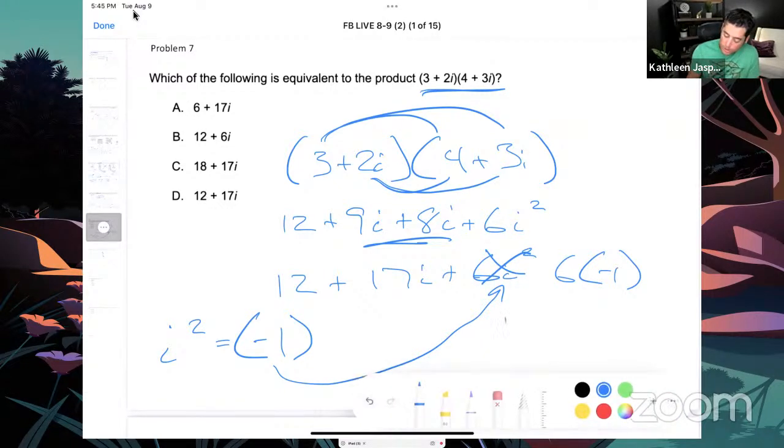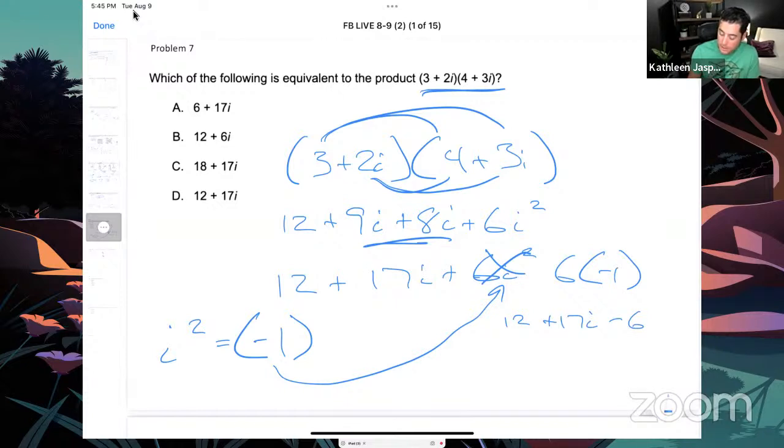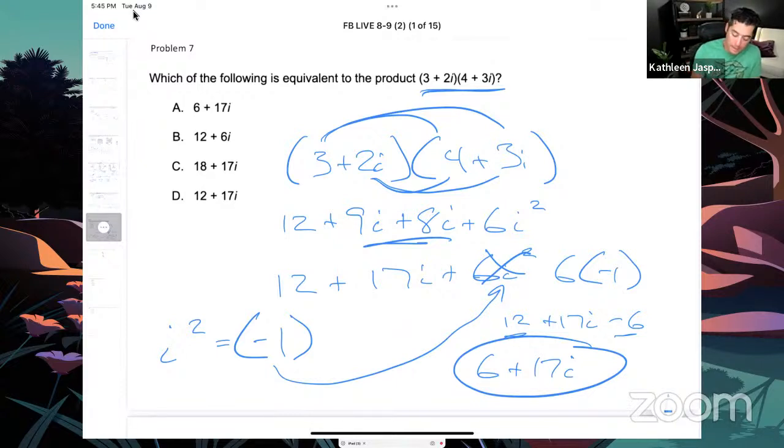I now have 12 plus 17i minus 6, right? Or -6 plus -6, but 6 times -1 is -6. Now I can combine 12 and -6 to give me 6 plus 17i. That is as far as I can go with this problem. I can't do anything else because i is itself, an imaginary number. And so you'll notice that A matches exactly what I need, 6 plus 17i.